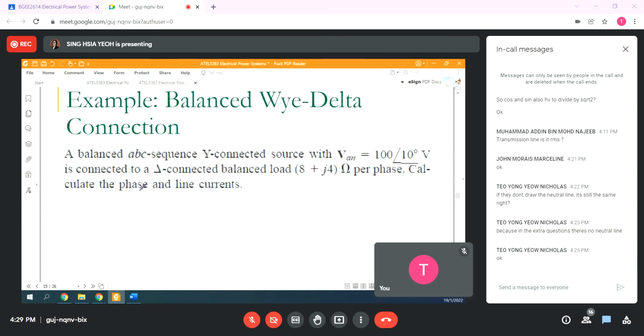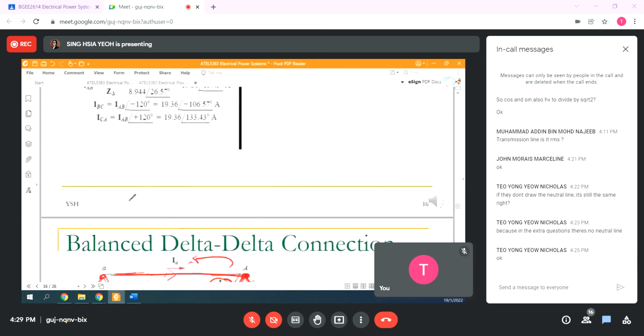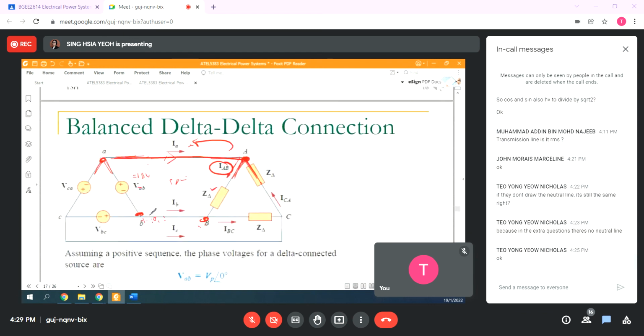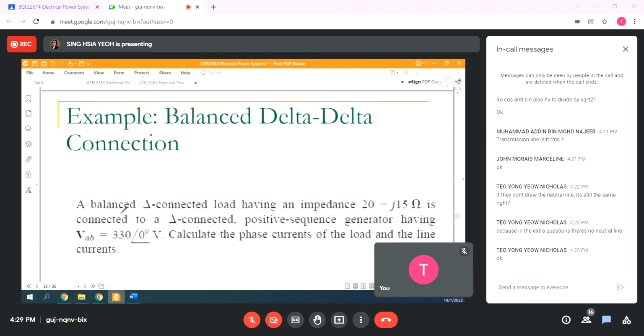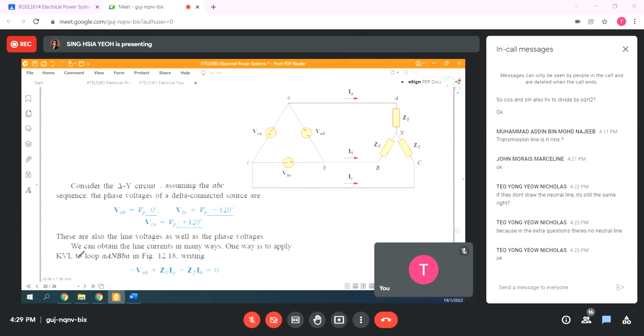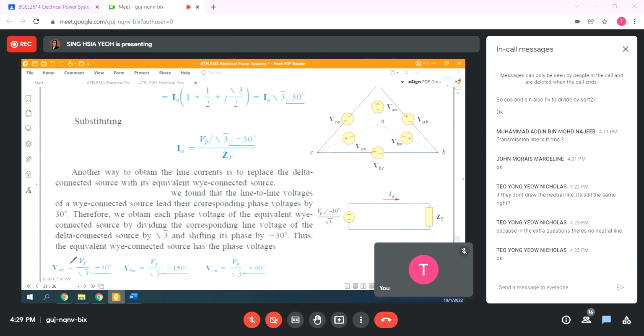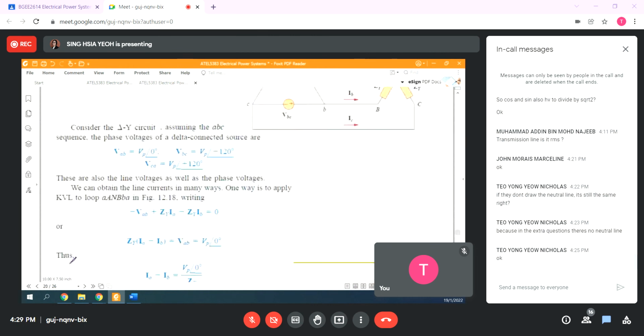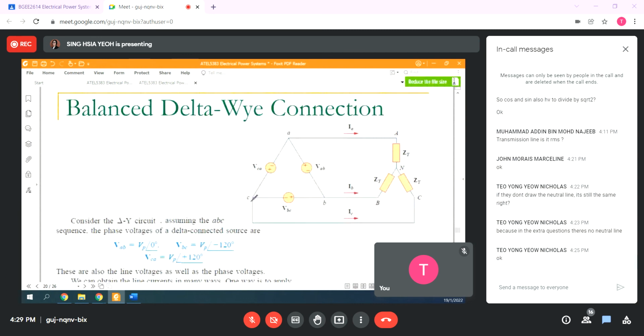Okay, then balance Y delta system. Delta connection. Then example, delta Y connection. This is last one, I think, delta Y connection.